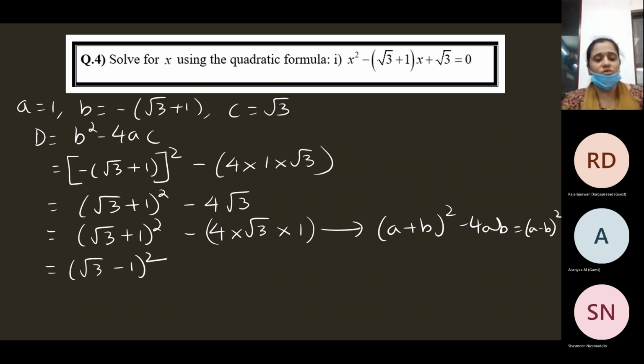If you simplify and work this further, then you get 4 minus 2 root 3. Then you must write 4 as 1 plus 3, so it becomes 1 plus 3 minus 2 root 3.